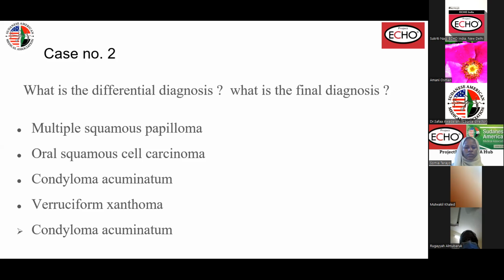Moving on to case number 3. How do we differentiate condyloma acuminatum and Hicks disease? Let's just hold this thought and we can discuss it later on in the discussion time, if you don't mind.